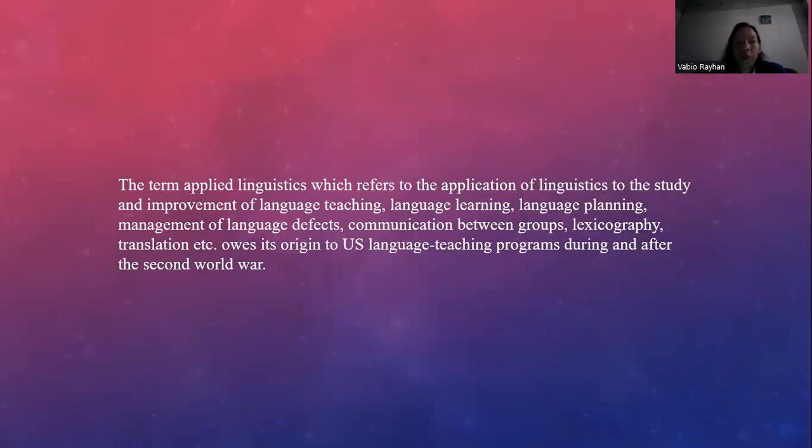The term applied linguistics, which refers to the application of linguistics to the study and improvement of language teaching, language learning, language planning, management of language defects, communication between groups, lexicography, translation, etc., owes its origin to U.S. language teaching programs during and after the Second World War.